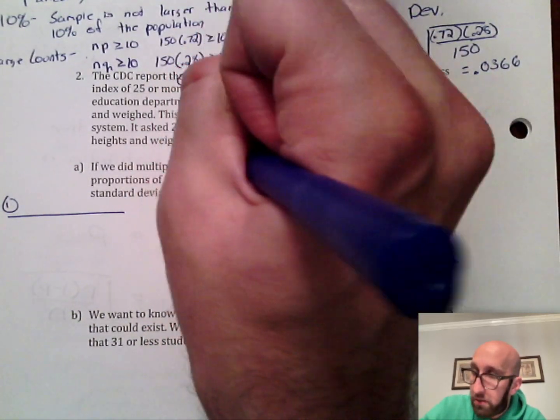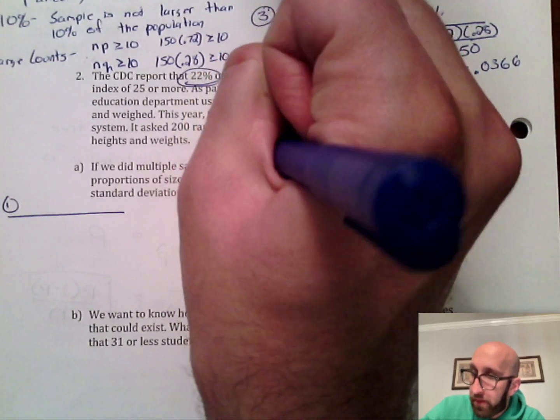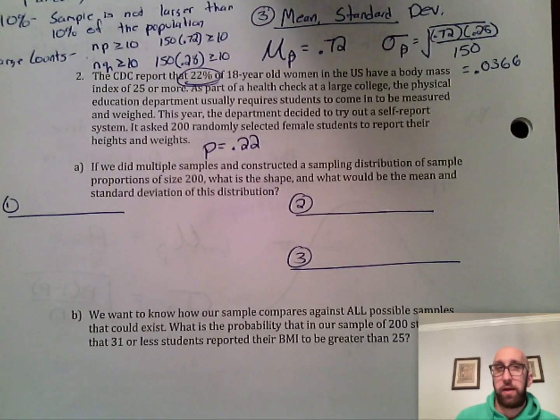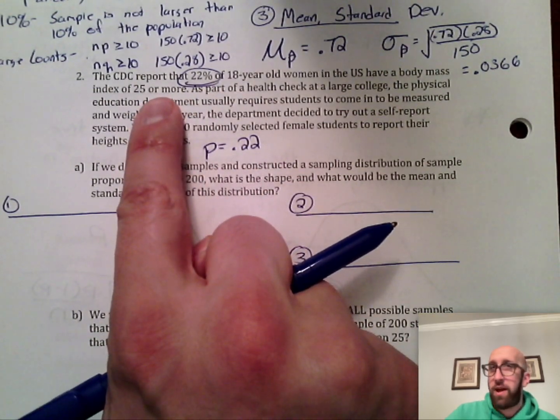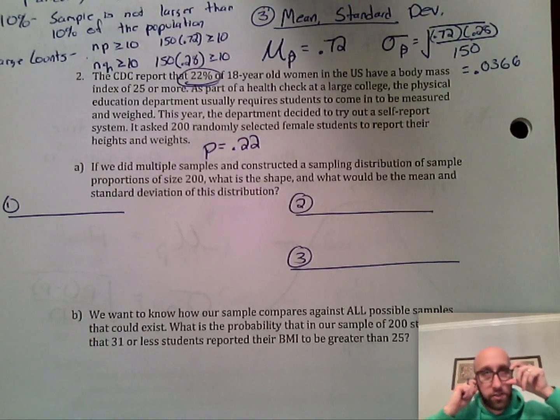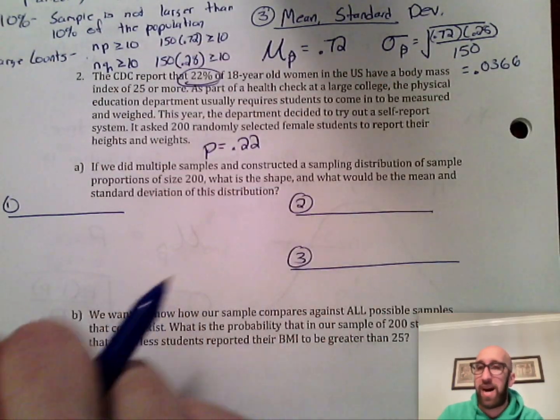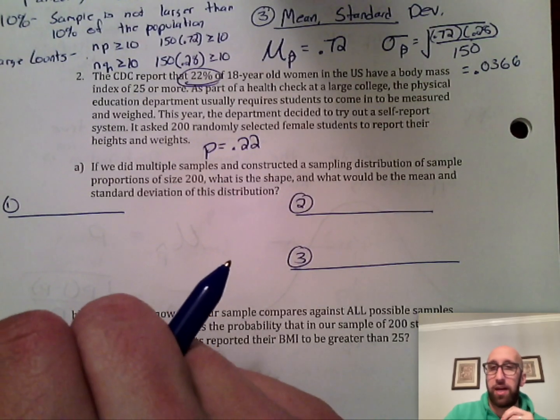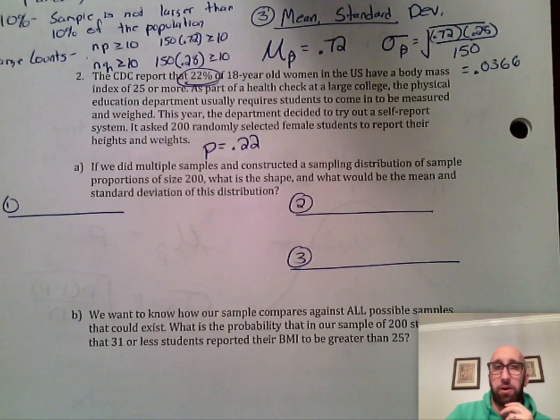So that is a population proportion. That is P equals 0.22. Another number that showed up is this 25. That has nothing to do really with the stats. It's just what qualifies you to be in our proportion, but it's not anything statistically weighted. It's not our sample size. It's not our P, or it's not our P hat.